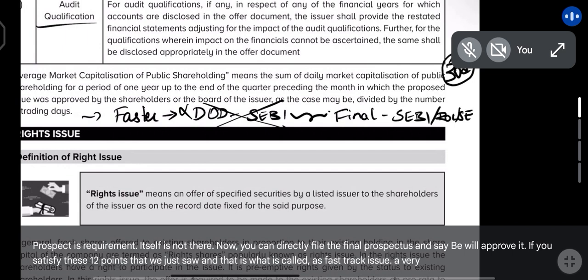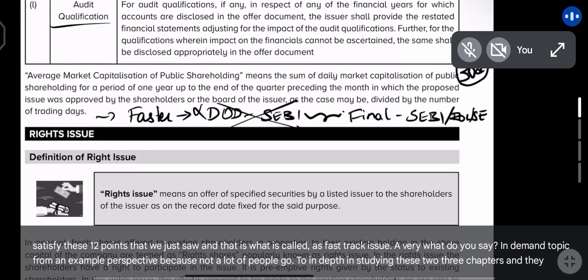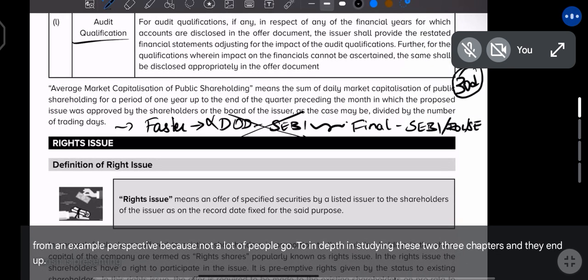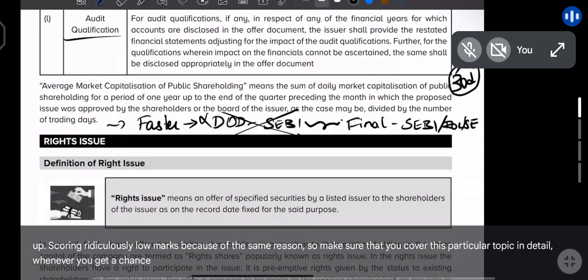Very in-demand topic from an exam perspective, because not a lot of people go too in-depth in studying these 2-3 chapters and they end up scoring ridiculously low marks because of the same reason. So make sure that you cover this particular topic in detail whenever you get a chance to display your superiority of knowledge in the exam paper.